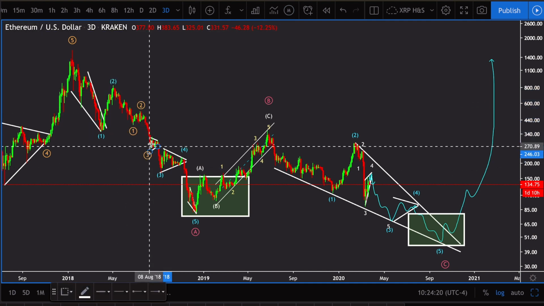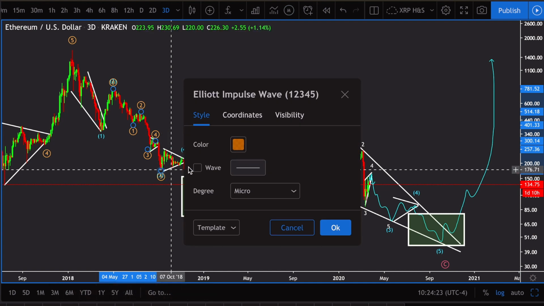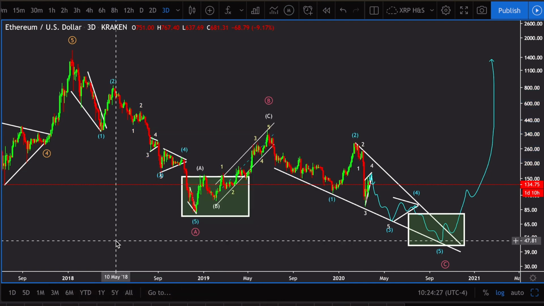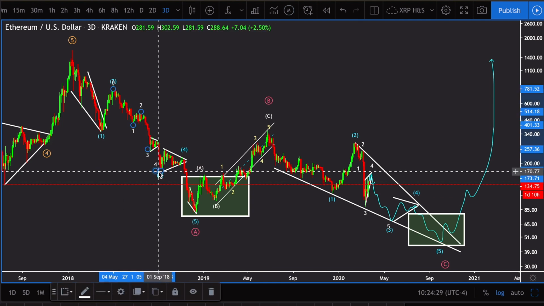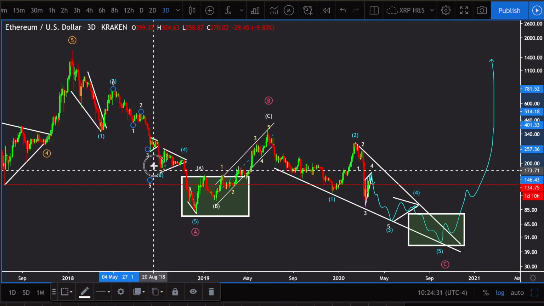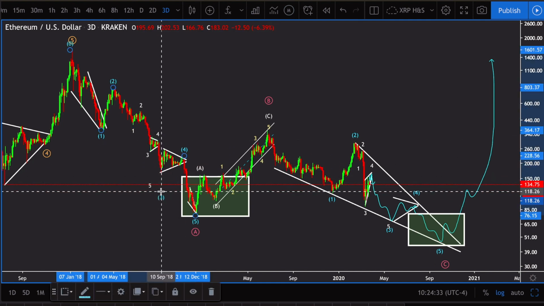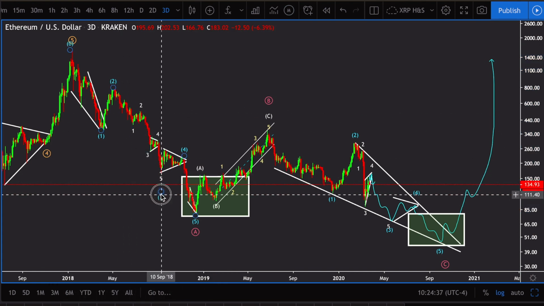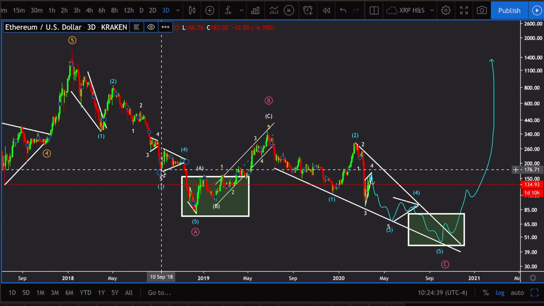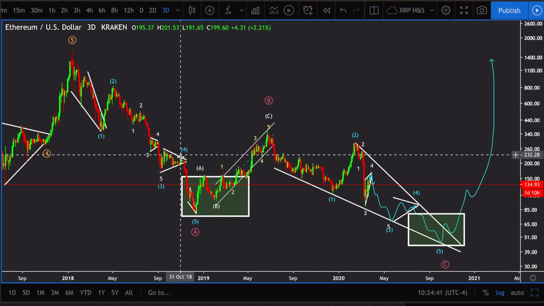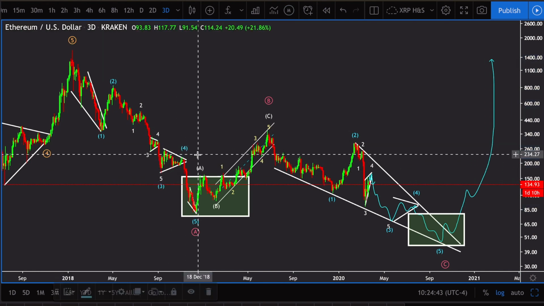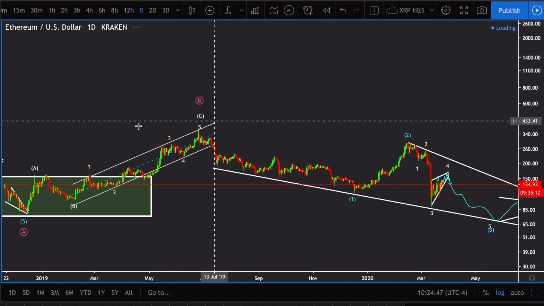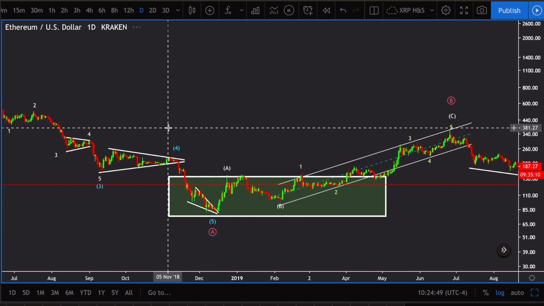2, 3, 4, 5. Give me a second here. 3, 4, and 5 right here for wave 3, sorry about that, blue wave 3. Then we had another symmetrical triangle right here for wave 4. And then we ended it off with an ending diagonal for wave 5 of A right here.